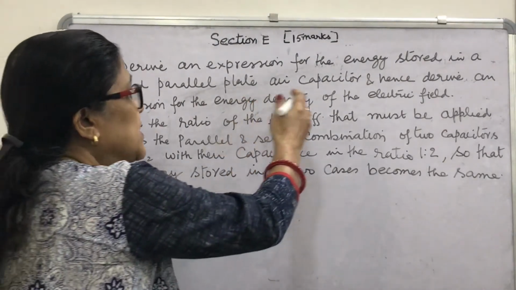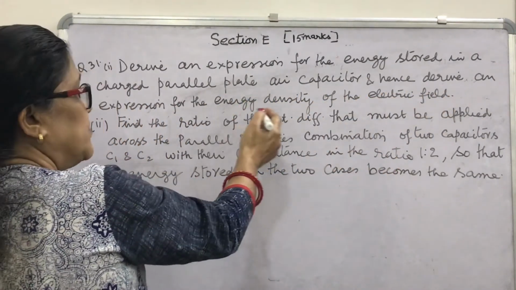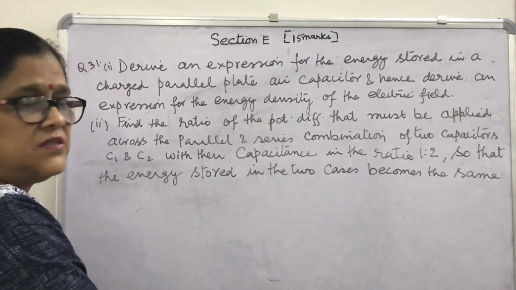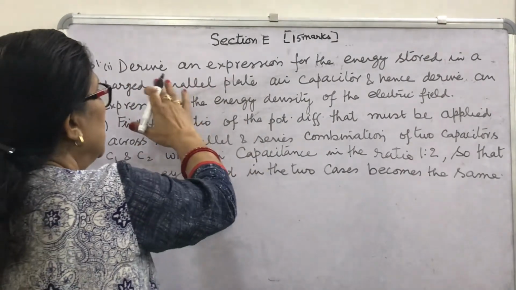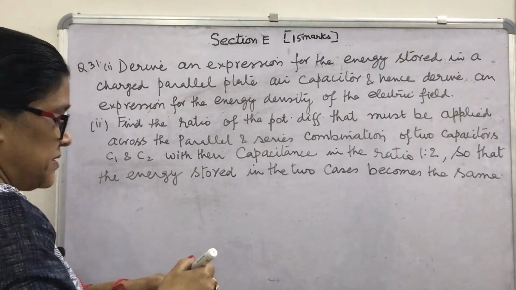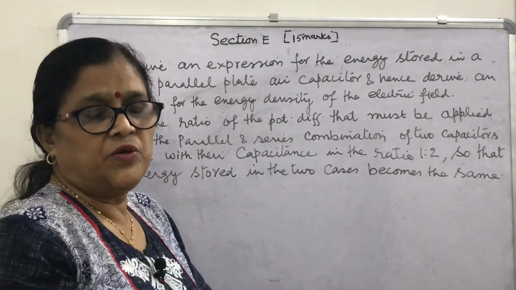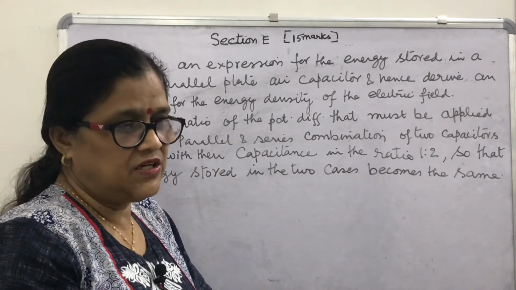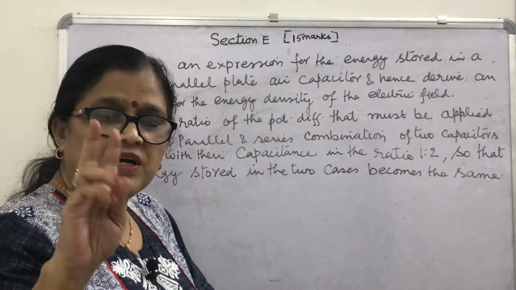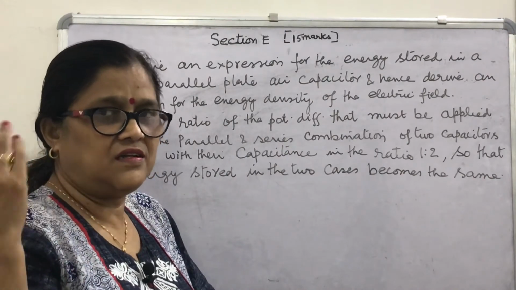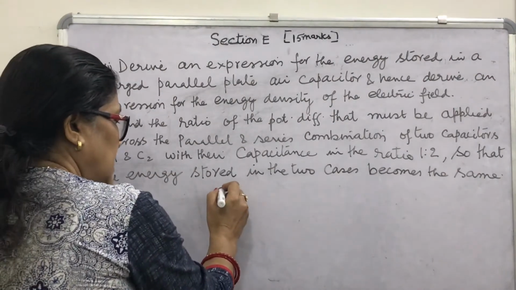Derive an expression for the energy stored in a charged parallel plate air capacitor and hence derive an expression for the energy density of the electric field. This question is the first part and the second we will do later on. So, energy stored in a charged capacitor. You know, a capacitor is a system of two conductors having charges Q and minus Q, equal and opposite charges. To determine the energy stored, let us consider initially both the conductors are neutral. They don't have any charge. So suppose this is plate 1 and this is plate 2.